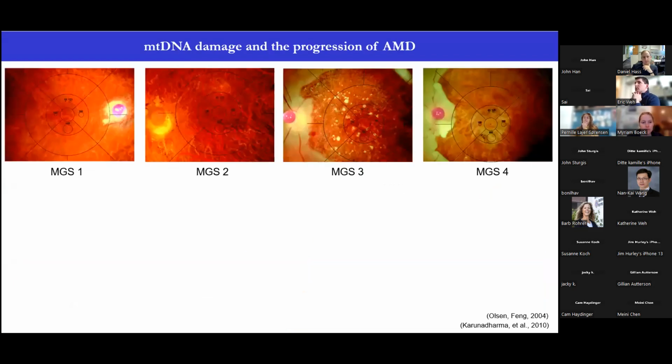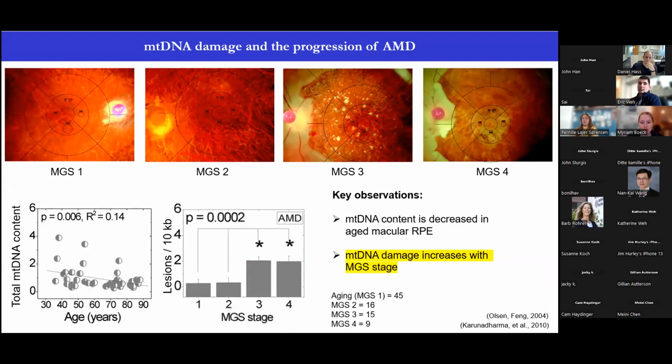And so perhaps the most seminal paper to investigate this idea first came from Dr. Deborah Farrington's lab back when she was still in Minnesota. She had a great collaboration with the Lions Eye Bank and was able to obtain human donor tissue specifically from the RPE macula of different stage AMD patients. And so first, looking at total mitochondrial DNA content, their group found that with age, mitochondrial DNA content is decreased in the RPE.